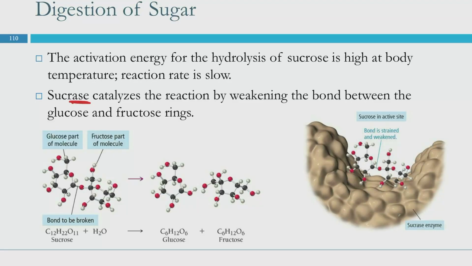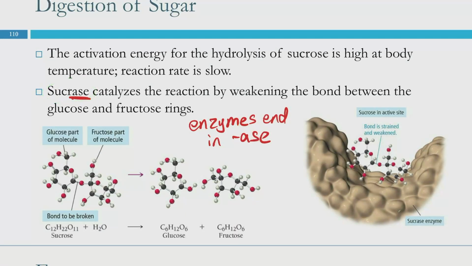So the common naming convention for enzymes, not that it matters for this class, is that enzymes end in -ase. This is not a maxim. It's not always true. But a lot of them end in -ase. And like sucrose, sucrase, the name is similar to what it breaks down. So sucrase, for example, catalyzes that reaction of sucrose. Sucrose has two different sugars in it, and it helps a bond between them break.